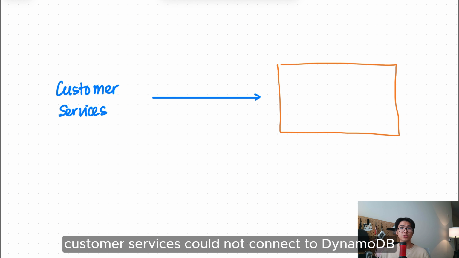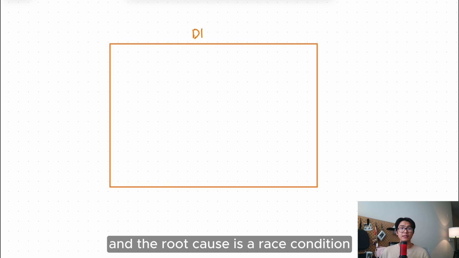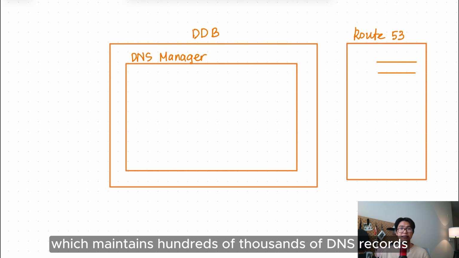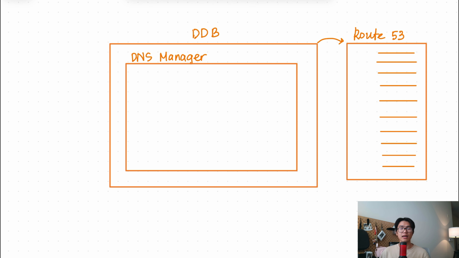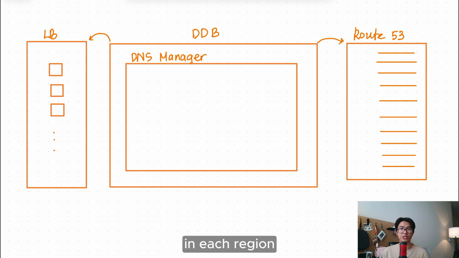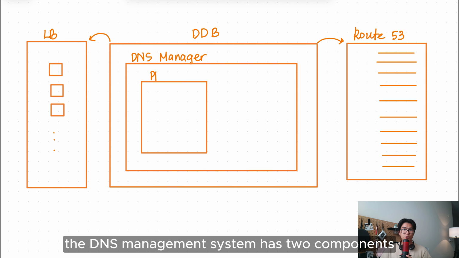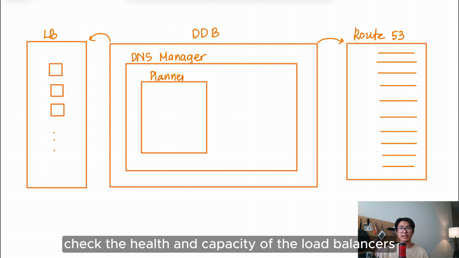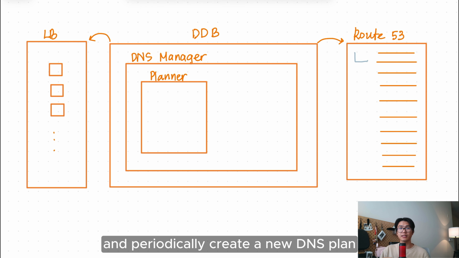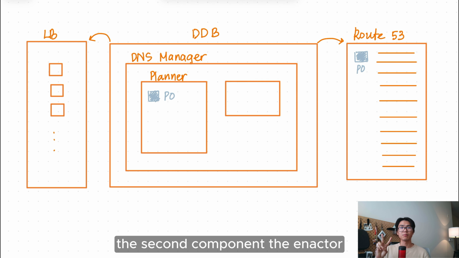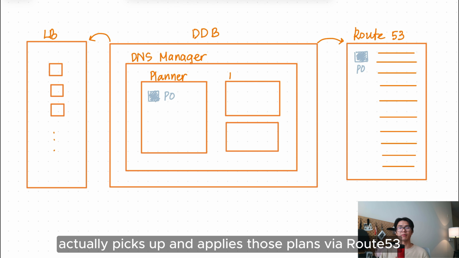Essentially, customer services could not connect to DynamoDB, and the root cause is a race condition in its DNS management system, which maintains hundreds of thousands of DNS records that allow the service to run a large fleet of load balancers in each region. The DNS management system has two components. The first component, the planner, checks the health and capacity of the load balancers and periodically creates a new DNS plan for DynamoDB endpoints. The second component, the enactor, actually picks up and applies those plans via Route 53.